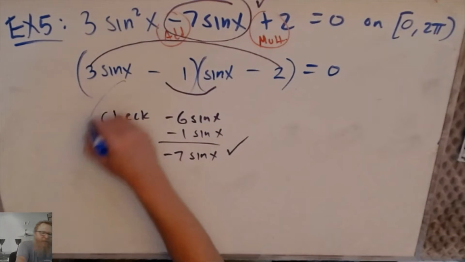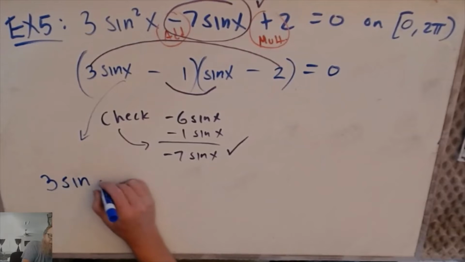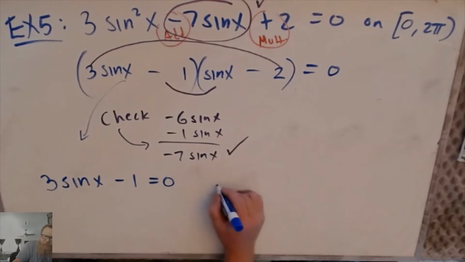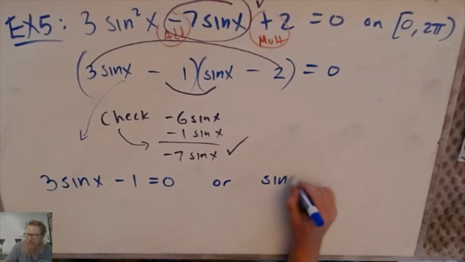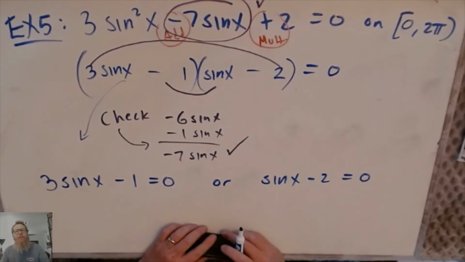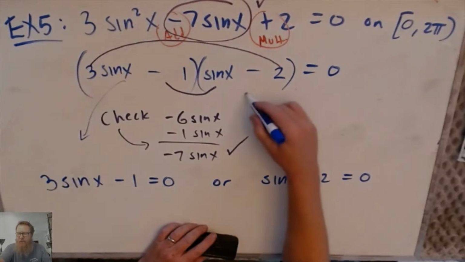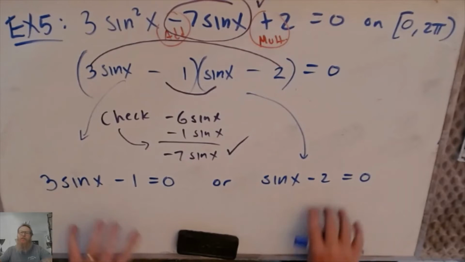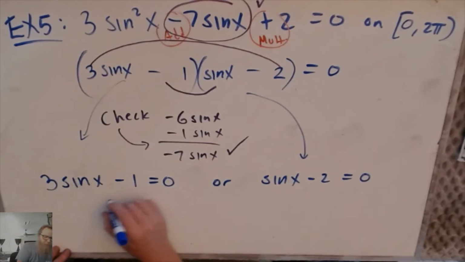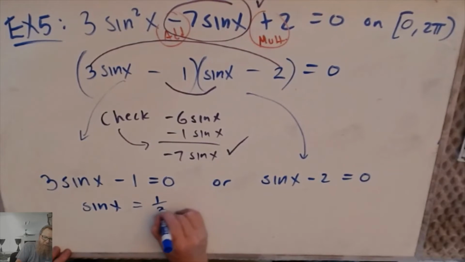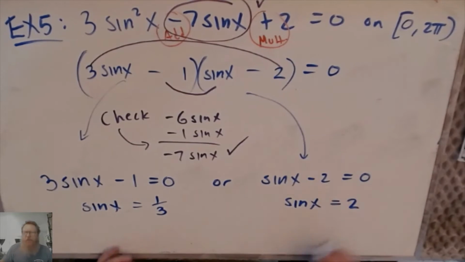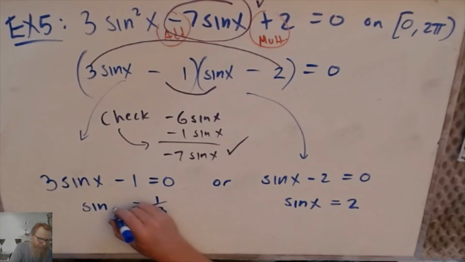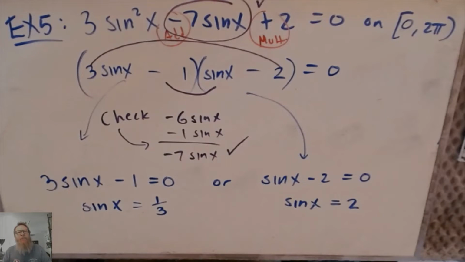OK, it checks. So now we're going to solve 2 equations. 3 sine x minus 1 equals 0, or sine x minus 2 equals 0. So we're going to split this into 2 separate equations. They should both be relatively simple. In fact, I'll skip some of the steps because you guys are getting to be experts at solving equations. So this equation resolves to sine x equals 1/3. Yeah, just moving the 1 and dividing the 3. And this one resolves to sine x equals 2.